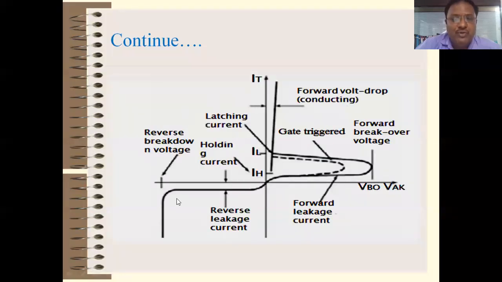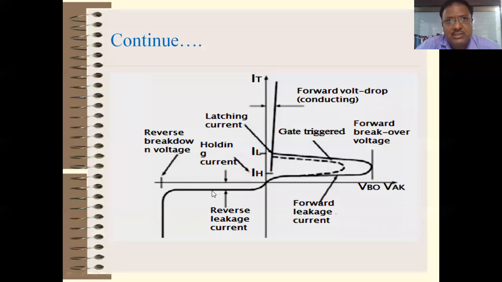Second, if you see the third quadrant, that is the reverse characteristics, right? If you observe this and remember the diode reverse characteristics, it is very similar, just the reverse breakdown voltage rating is very large compared to the diode. But the device never conducts in the reverse bias condition. In this graph, a very small reverse leakage current flows through the device, again due to minority charge carriers.